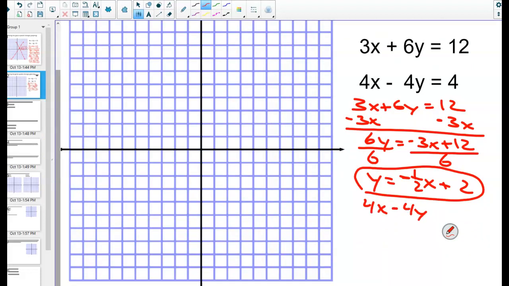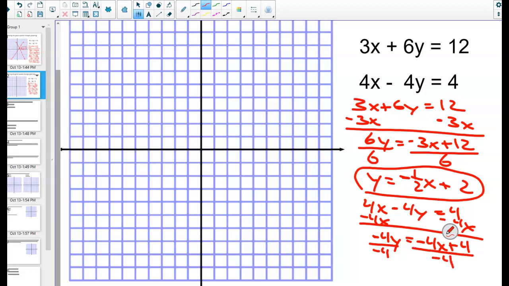4x minus 4y equals 4. I'm going to subtract 4x on both sides. Negative 4y, don't lose that negative, equals negative 4x plus 4. And then I'm dividing everything by a negative 4. Negative 4 over negative 4 is 1, so x. 4 over a negative 4 is negative 1. X minus 1. And these are the two lines I'm graphing.